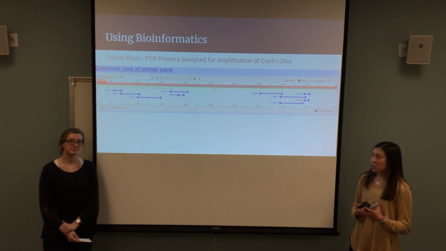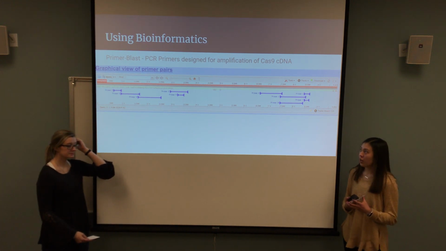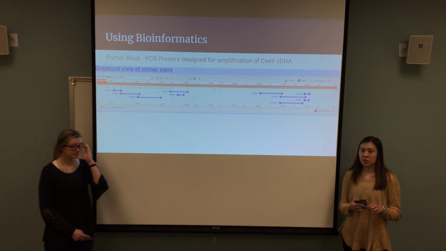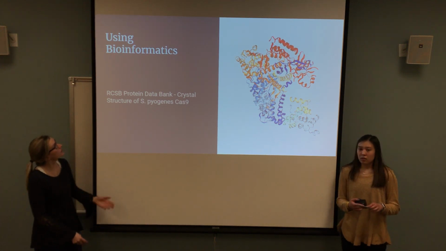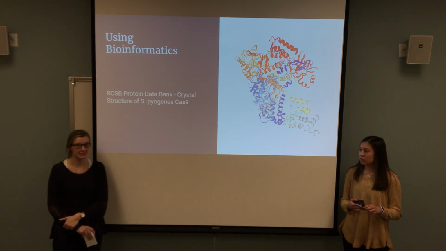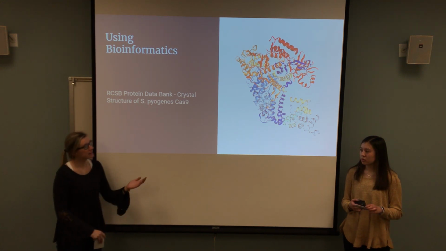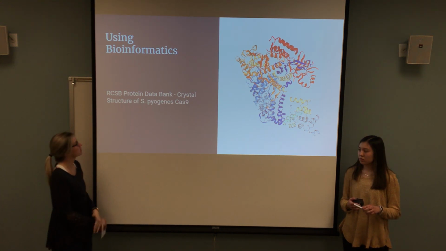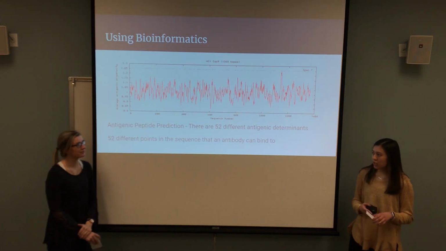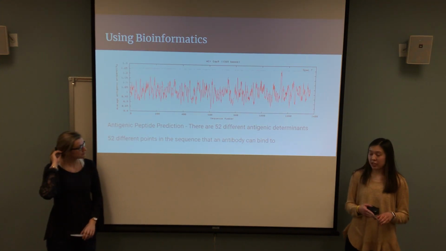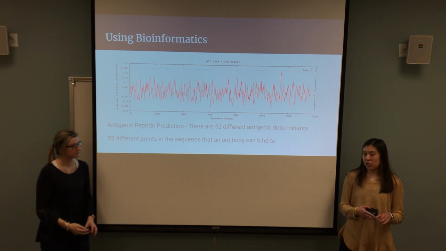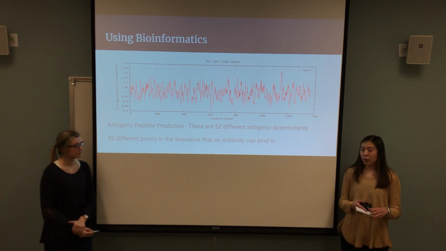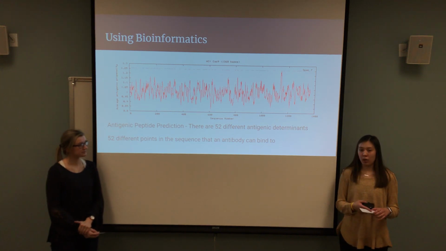Here, using Primer-BLAST, this is a graphical view of primers. There are 10 different ones. These are PCR primers that were designed using the Cas9 cDNA to use in PCR amplification. Here we use bioinformatics to develop a crystal structure of Cas9. In the crystal structure, you can see the 6 domains that we talked about earlier, and even some smaller subdomains or less important domains that can be visualized. And then here, using antigenic peptide prediction, this is another graphical representation of 52 different antigenic determinants. These 52 antigenic determinants are points in the sequence of Cas9 where an antibody can bind.